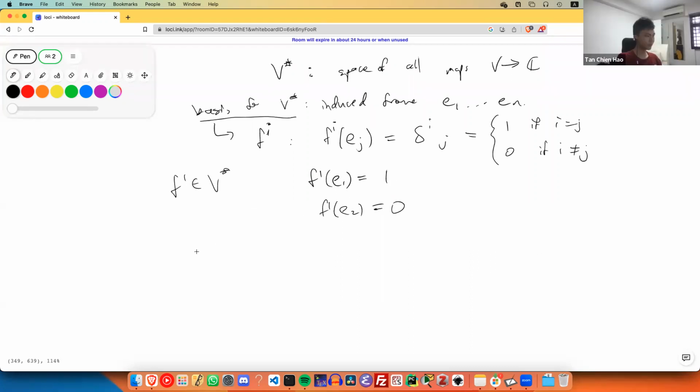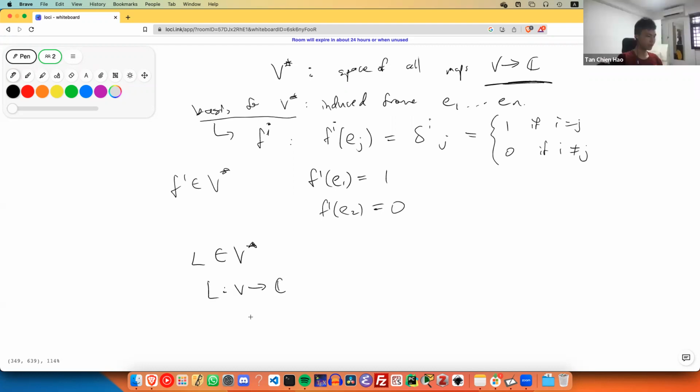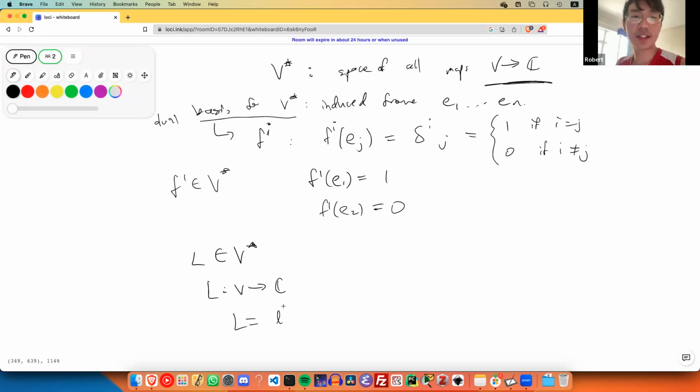What this gives rise to is, suppose you have an element of V star. Let it be L, meaning a linear map from V to C. So L is a map from V to C, and you can express L in terms of the dual basis for V star, meaning that L equals L1 F1 plus L2 F2, and so on.